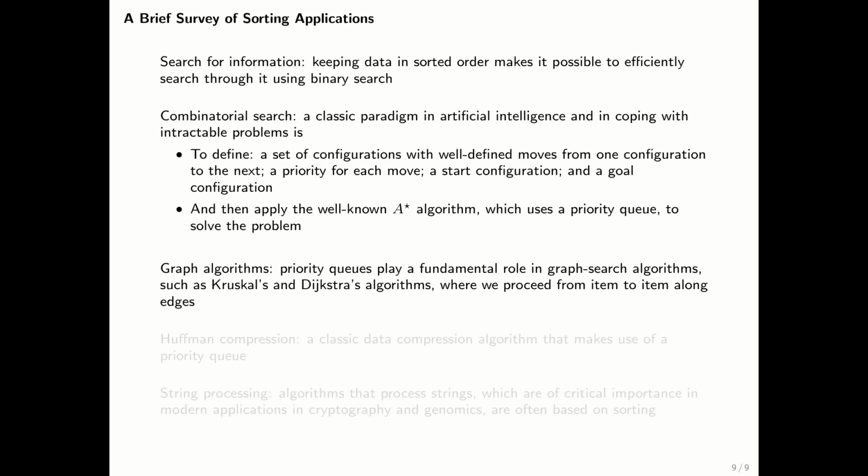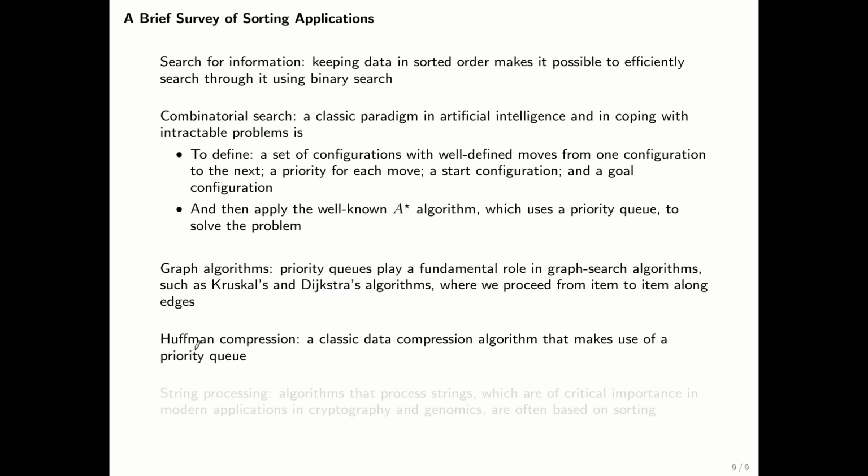Graph algorithms also make use of sorting. Priority queues and hence sorting play a fundamental role in graph search algorithms. Later on, when we talk about graphs, we will discuss two famous algorithms, Kruskal's algorithm and Dijkstra's algorithm, where we make use of priority queues to proceed from one item to another along the edges in the graph. That's another application.